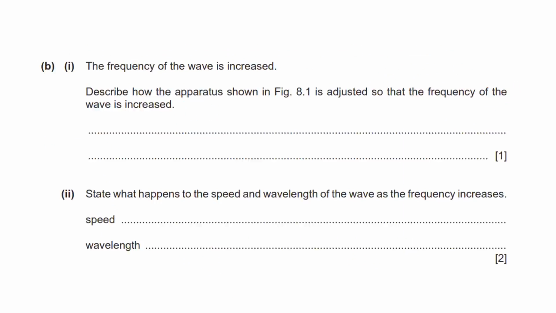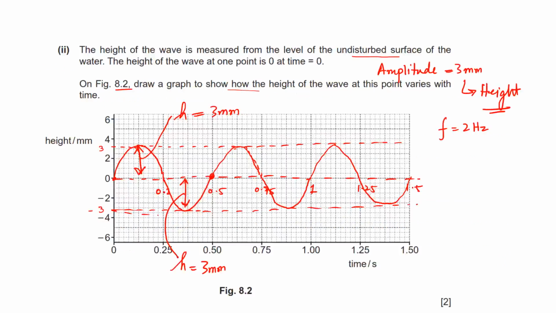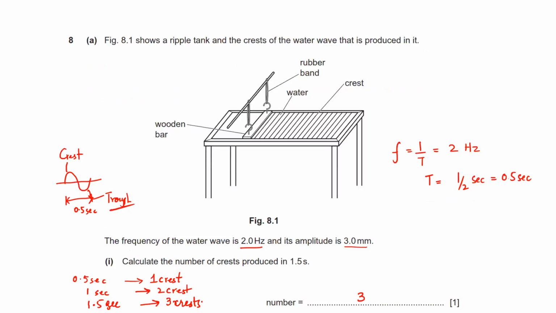Moving ahead, it says the frequency of the wave is increased. Describe how the apparatus shown in figure 8.1 is adjusted so the frequency of the wave can be increased. Remember, this is the equipment we have, and you have this rubber band. If you increase the number of rubber bands, it will increase the amount of potential energy stored, and that will help you vibrate the wooden bar more frequently.